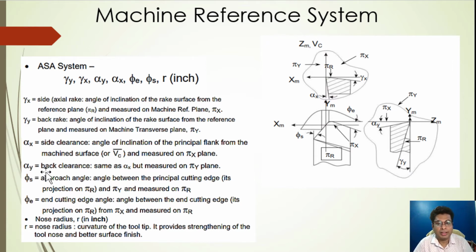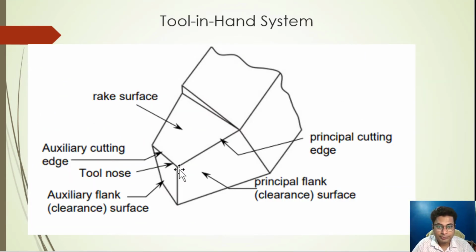Similarly, there are different terms like alpha y, phi s, phi e. Then comes the nose radius, which is given in inch. In the previous lecture, I actually missed a very important point about nose radius. If you see carefully, at the meeting point of the principal cutting edge and the auxiliary cutting edge, generally a very fine radius is provided. Why is it provided? Otherwise, if it is very sharp, I had given the example of a very sharp pencil in the previous lecture. What happens when you write with a very sharp pencil?